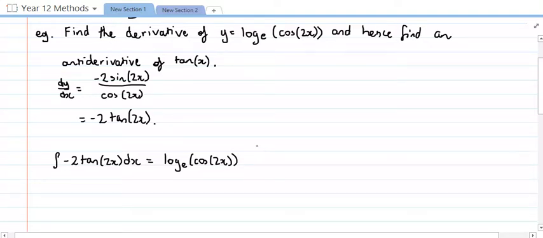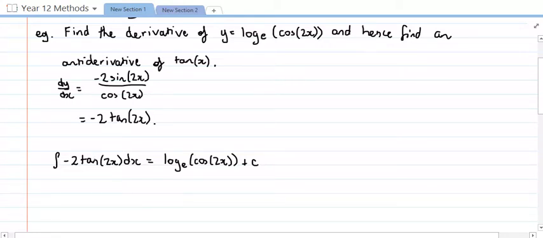I'm going to write plus c. However, it's not actually really necessary because of the wording of this question. It says find an antiderivative, so this value here could potentially be 0. If I wrote log e of cos 2x, it still is an antiderivative of it, which works out fine. It's just not covering us for all the general situations. So I'm still going to write that plus c anyway, but you don't have to.